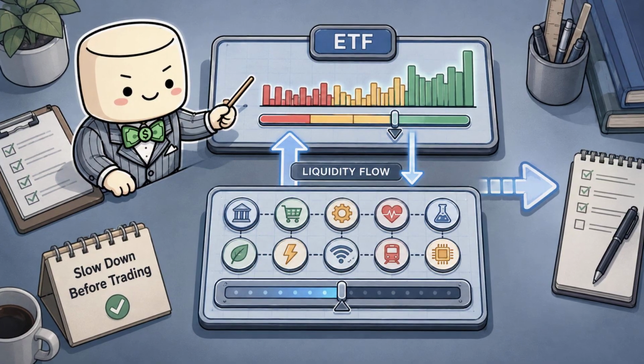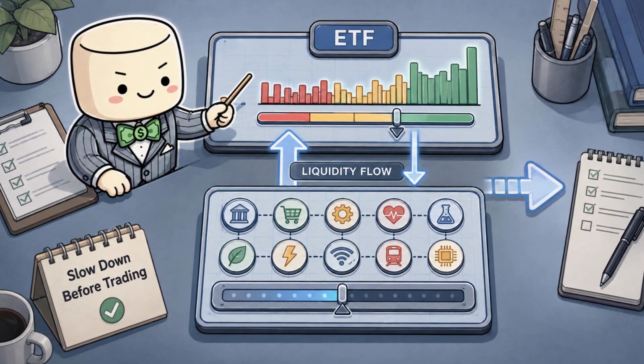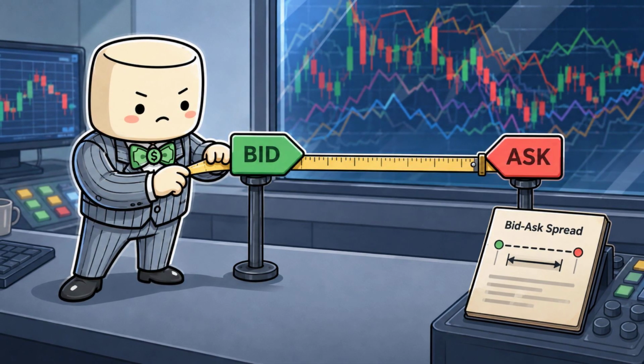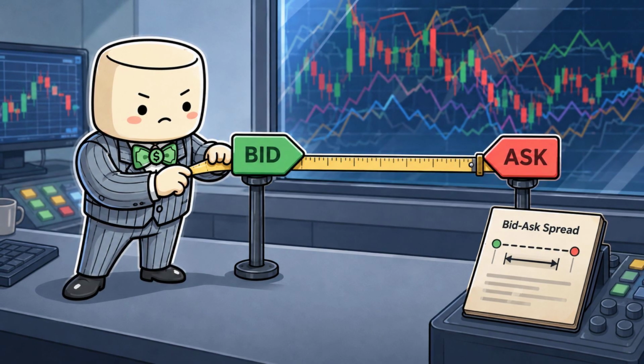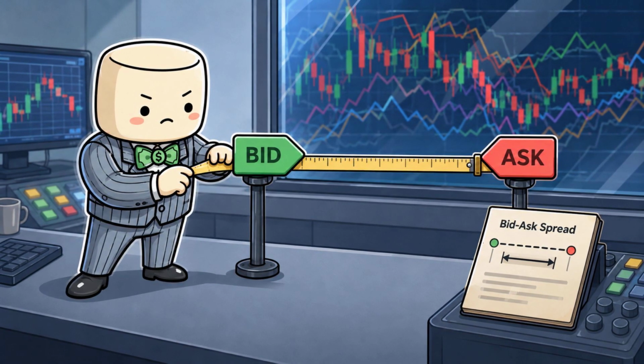This is why patient order behavior matters. You do not need to become a professional trader. But if the spread is wide, the market is chaotic, or the ETF holds assets that are not trading normally, it is worth slowing down and understanding the price you are actually accepting.